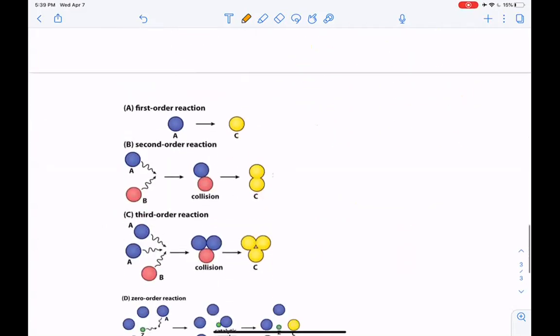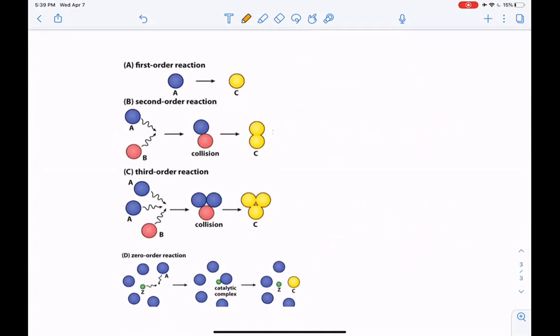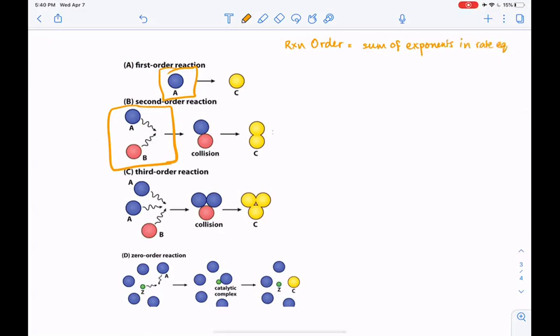And so we can now talk about the different orders of reaction, which is similar to the systems we talked about earlier. We can imagine lots of molecules of, say, A to be in one system, or A and B in this case to be in a closed system. So we can now infer the order of each reaction. And the reaction order is just the sum of exponents in your rate equation. I apologize, my handwriting is quite terrible.